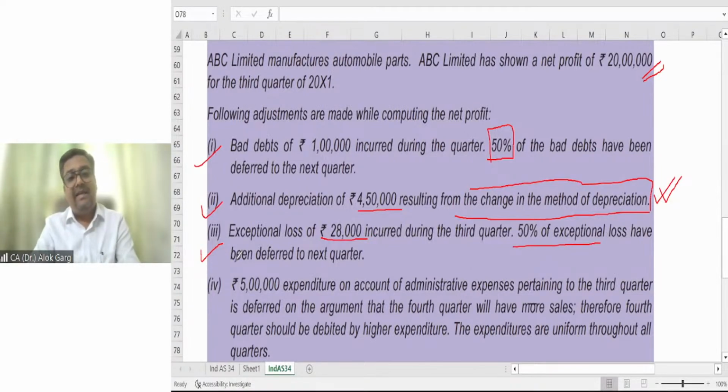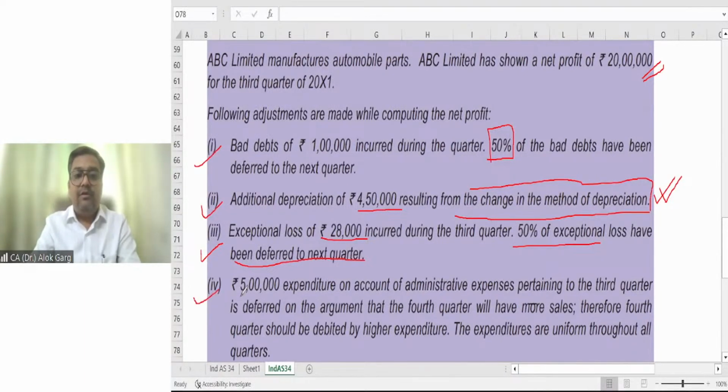The company has incurred an exceptional loss of rupees 28,000. 50% of the exceptional loss again has been deferred to the next quarter. Friends, again, this is something which has already been incurred, right? So do we need to show this exceptional loss? Can we defer this 50% exceptional loss? Answer is no. So 14,000 rupees is again required to be adjusted in the profit of Q3 only. It is not right that 14,000 rupees of loss has been deferred to the next quarter. So this adjustment is required.